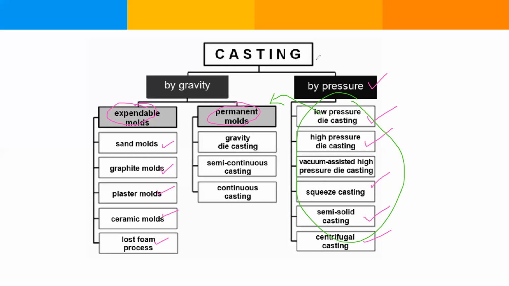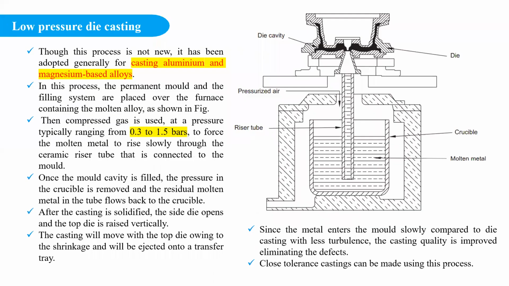So what are the main advantages of permanent mold? The part can be made with better dimensional tolerance, the part will have a superior surface finish, and the parts made from permanent mold casting will have uniform mechanical properties. For these reasons, we go for permanent mold casting.